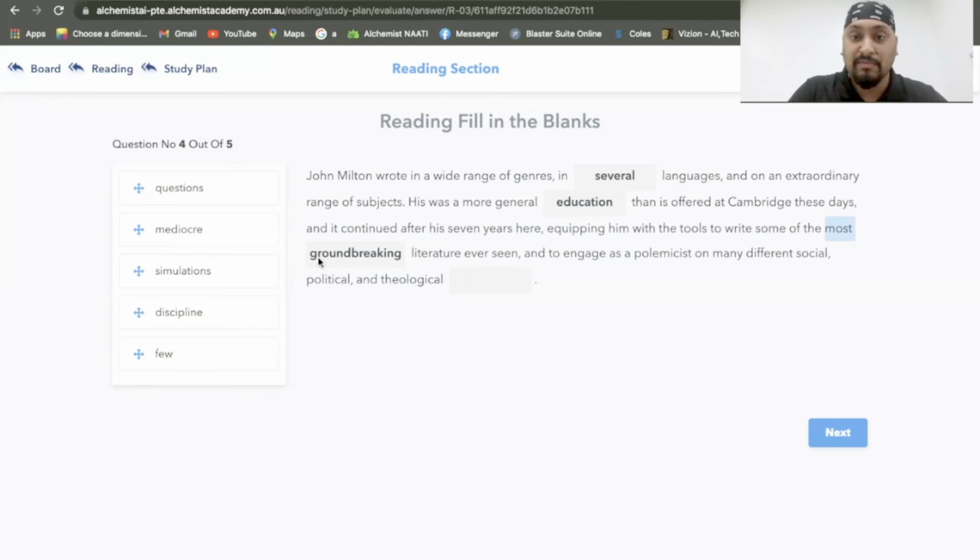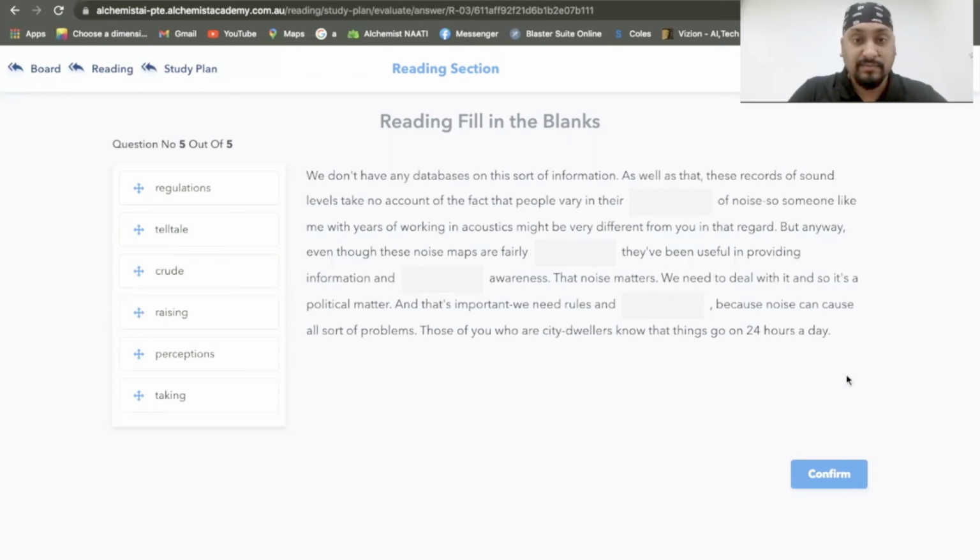And to engage as a polemicist on many different social, political, and theological dash. So many is again plural, so the answer has to be plural. I've got questions and I've got simulations. Simulation is when you're just trying to replicate something. I think it's about literature, so I'll just put questions here. Okay, let's go next.